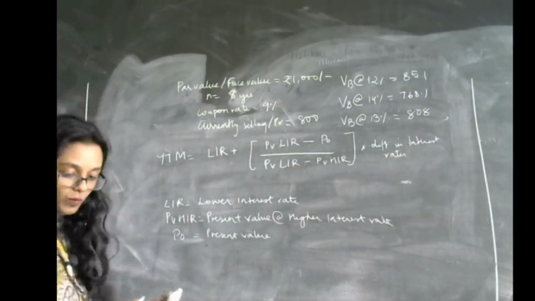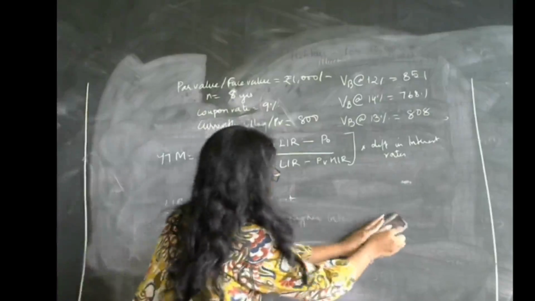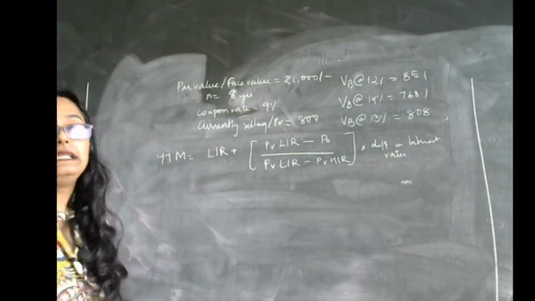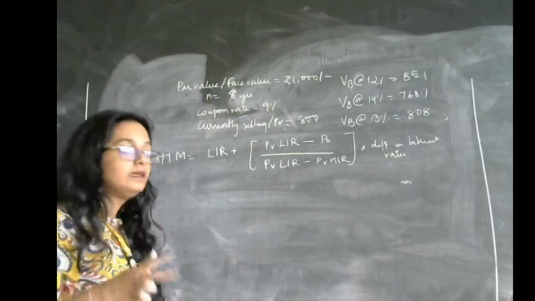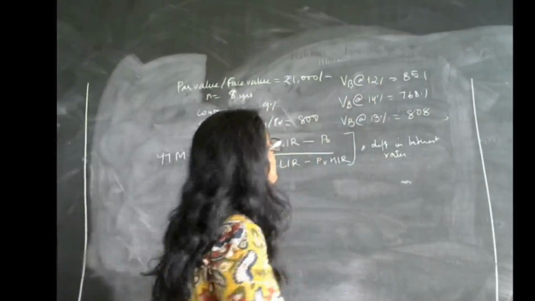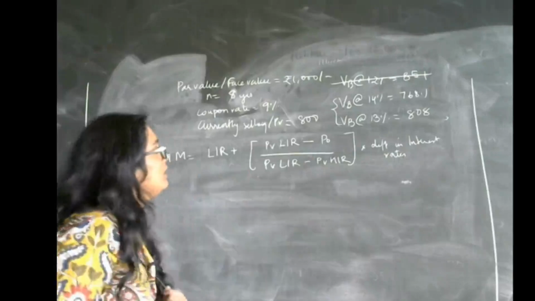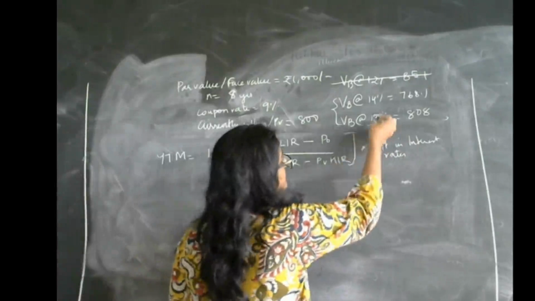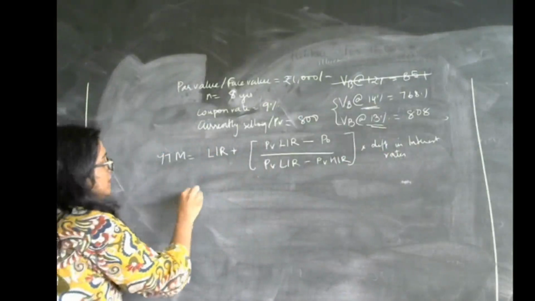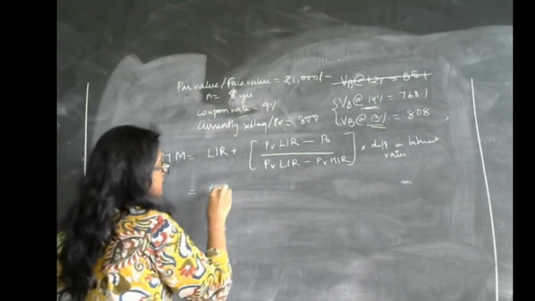Now we know what the lower interest rate is, isn't it? What is the lower interest rate? Since at 12% we are getting a value which is deviating too much from the original amount, that is 851, we are throwing this out. We are taking only these two values. So this becomes the lower interest rate and this becomes the higher interest rate. So the lower interest rate is how much? 13%. So it is 0.13.